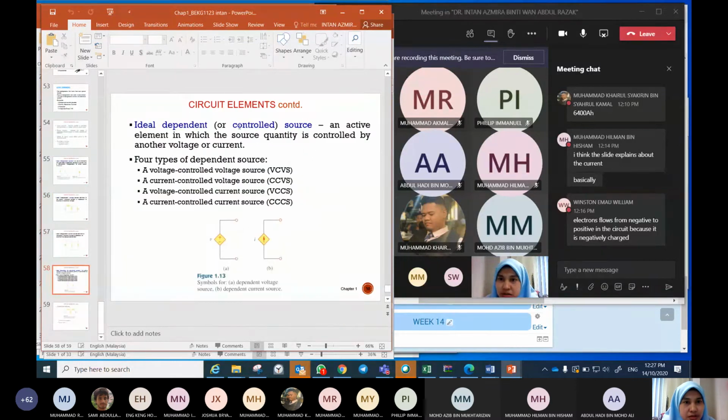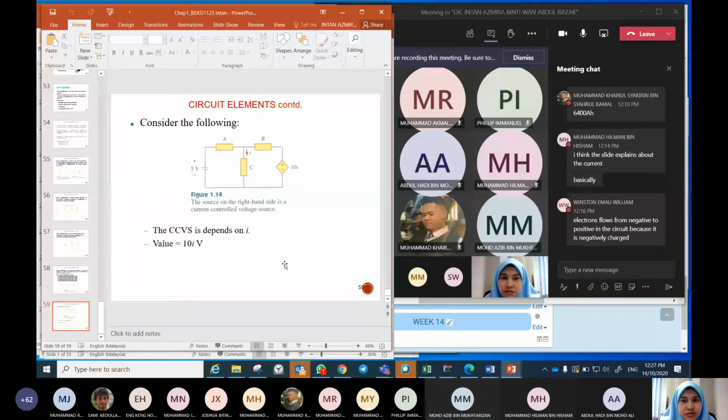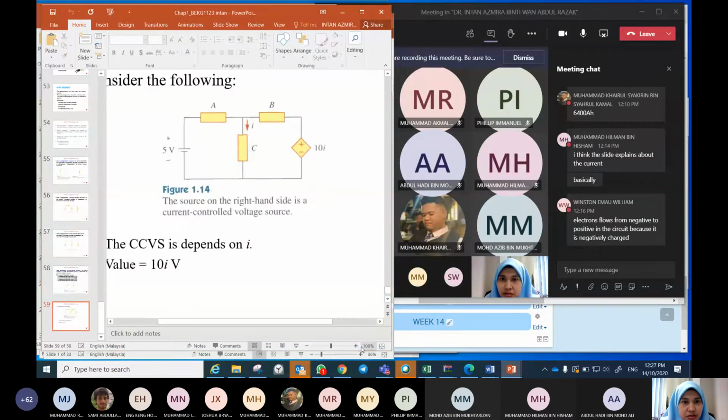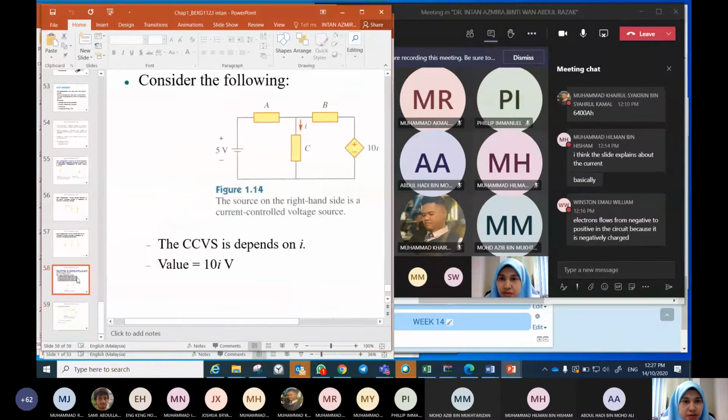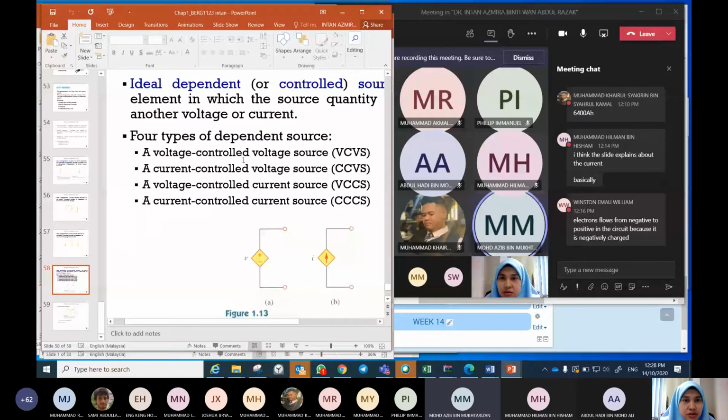Can you understand this dependent source? We have 4 types of dependent source. Can you explain? Dependent? We have 4 types of dependent source: voltage control voltage source, and so on.